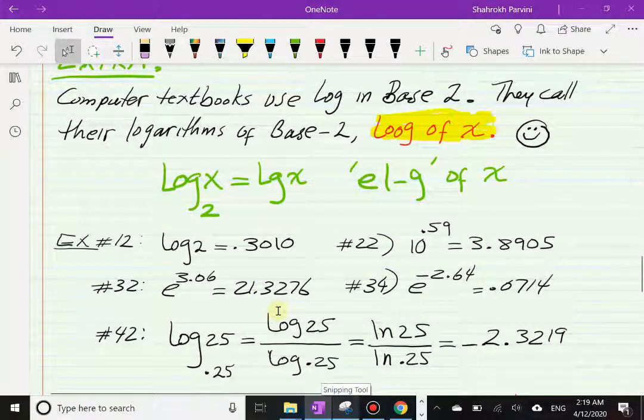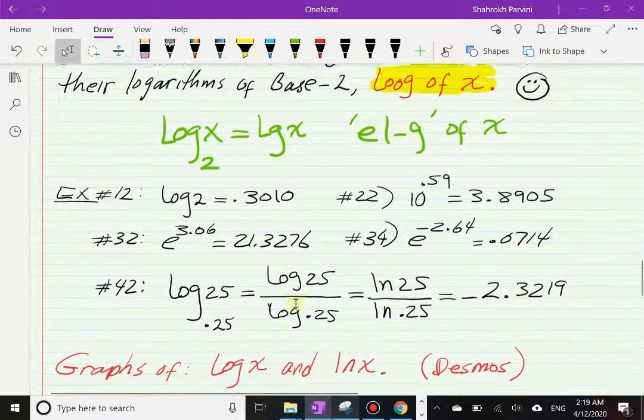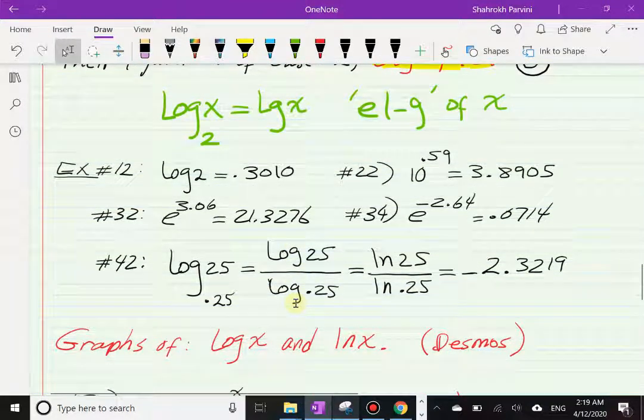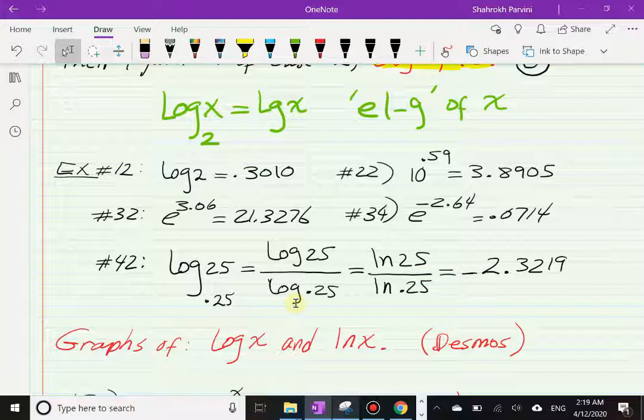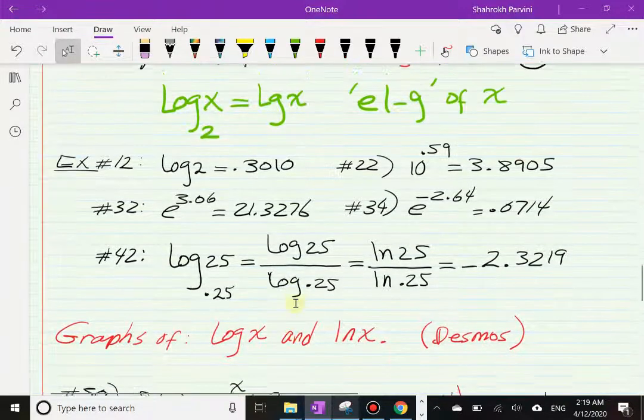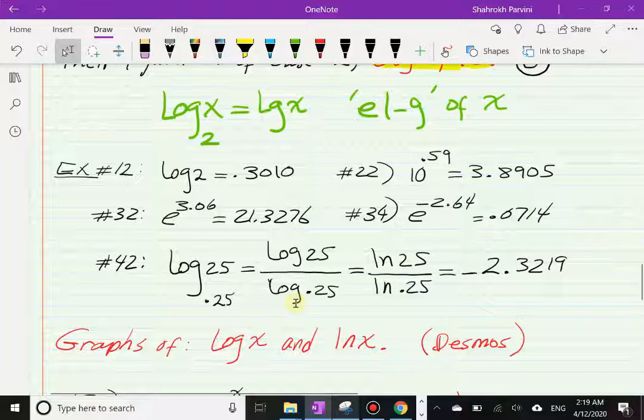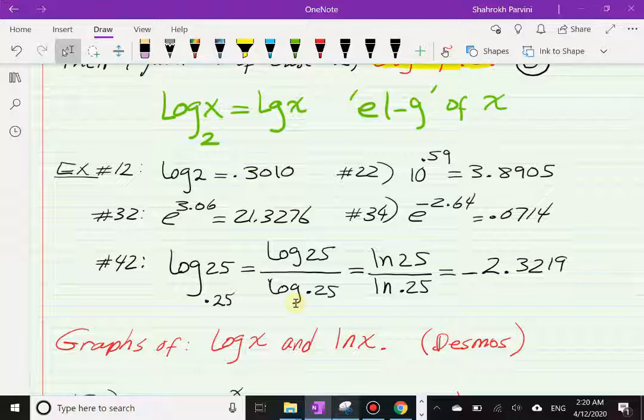Notice again, for everything here you need a calculator in order to be able to do it. Now let's actually take a look at some of these graphs. What does a graph of log and natural log look like? Now remember, the base of common log is 10, and the base of natural log is e, which is almost 3. So both of these are going to look like the general logarithmic function whose base is greater than 1.